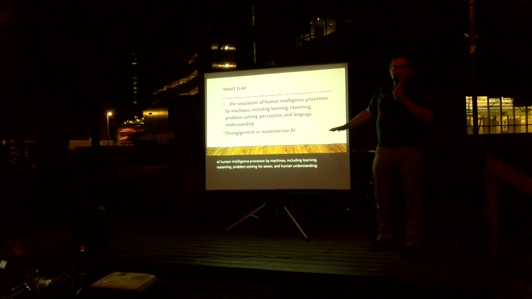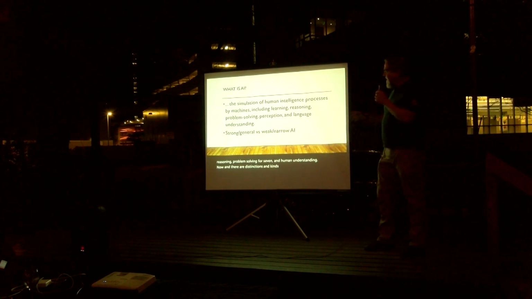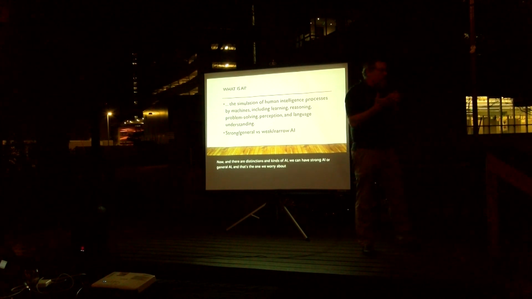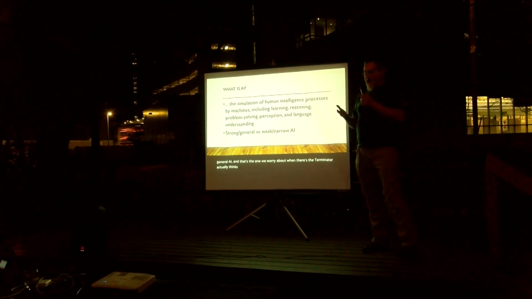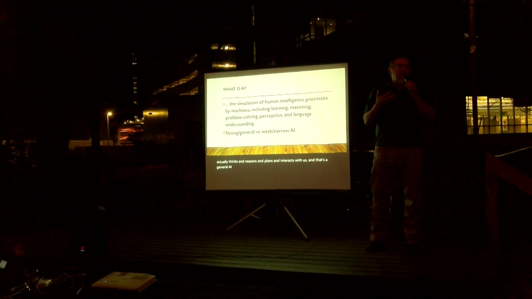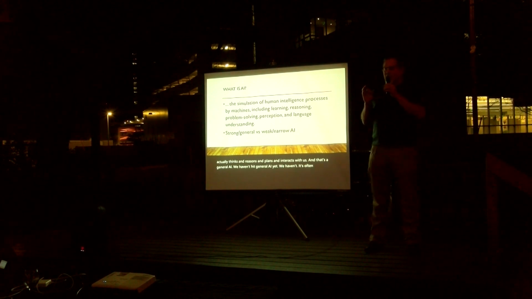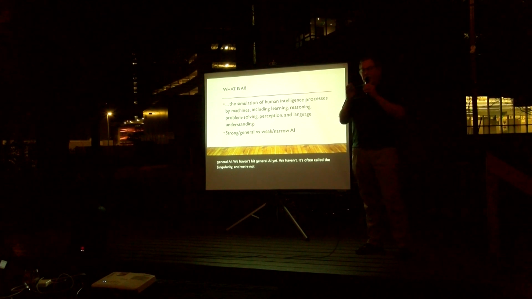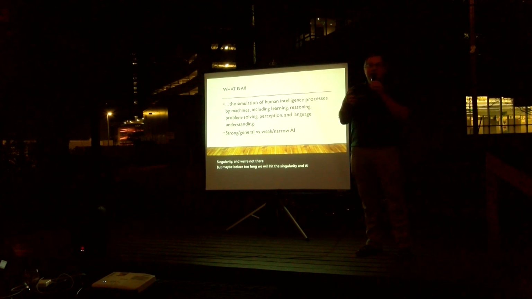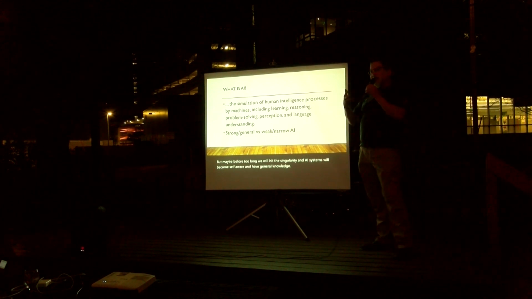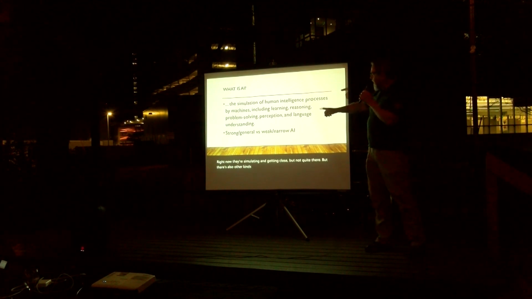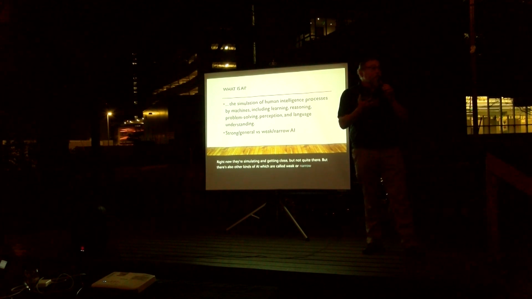Now, there are different distinctions and kinds of AI. We can have strong AI or general AI, and that's the one we worry about when the Terminator actually thinks and reasons and plans and interacts with us. That's general AI. We haven't hit general AI yet. It's often called the singularity, and we're not there. But maybe before too long, we will hit the singularity, and AI systems will become self-aware and have general knowledge. Right now, they're simulating and getting close, but not quite there. But there are also other kinds of AI, which are called weak or narrow AI, and we've had those for a couple of decades.